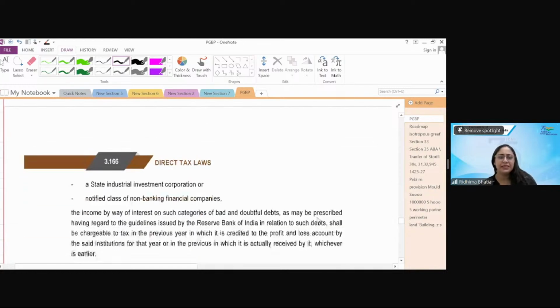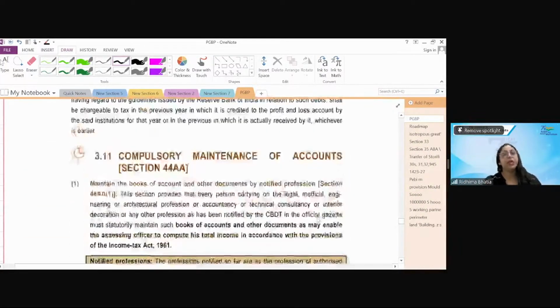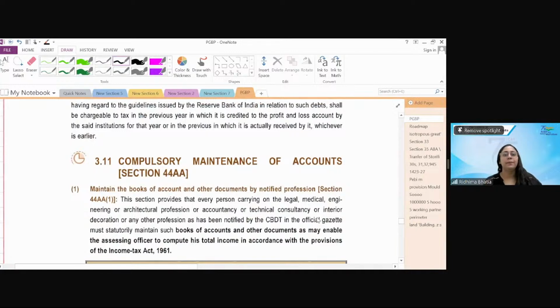Section 43CB, no, we will understand that with ICDS. It would make more and more sense. Now we move to very, very important aspects: compulsory maintenance of accounts. The list from 44AA, 44AB and presumptive taxation is all that is left from the very, very important aspects. Compulsory maintenance of books of accounts.